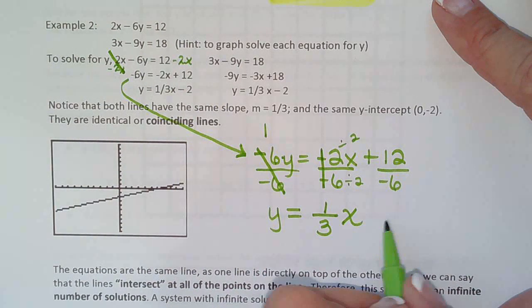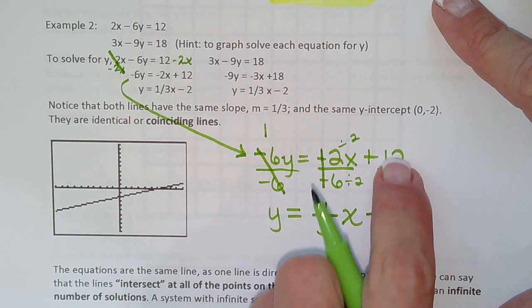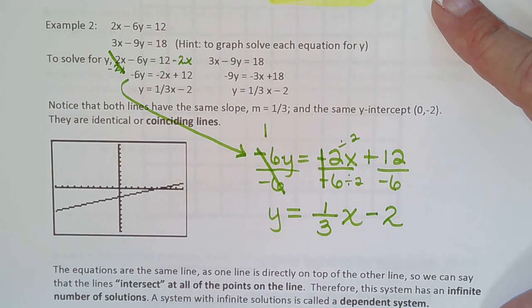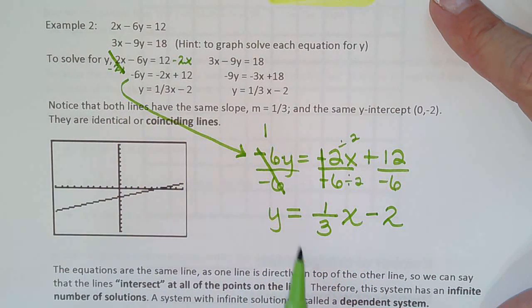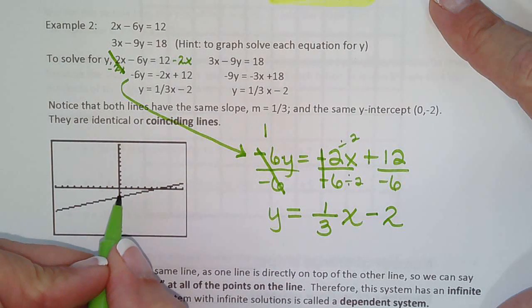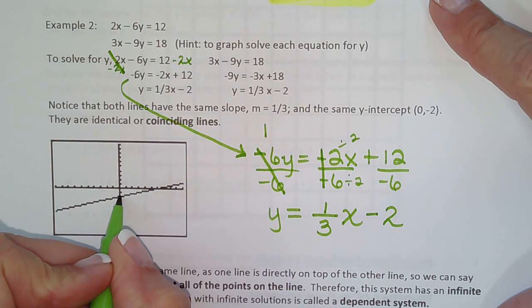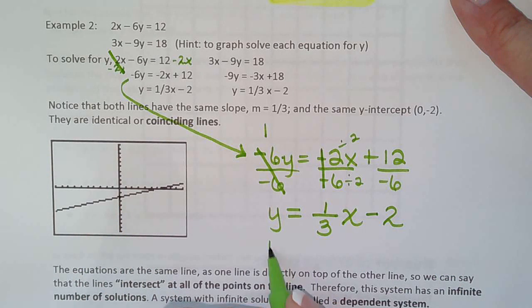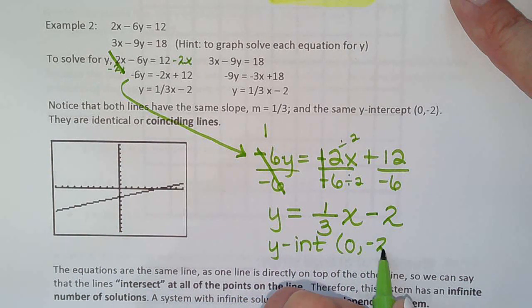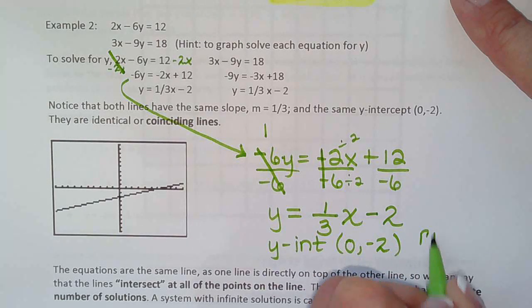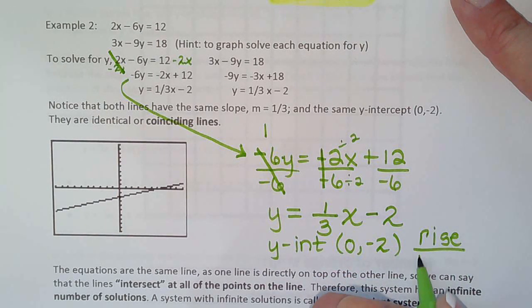And 12 divided by negative 6 is negative 2. 1 negative is a negative. 12 divided by 6 is 2. Okay, so that's where they got that line. So if we go to the graph and graph it, we have, well, let's write it. Y-intercept 0, negative 2. Rise over run is 1 over 3.